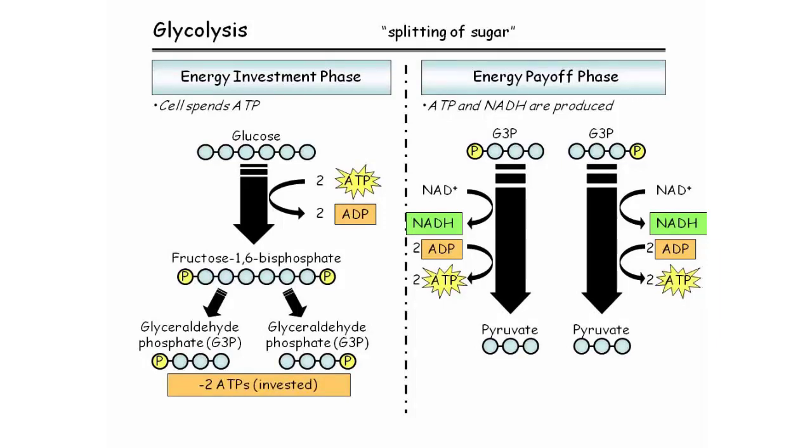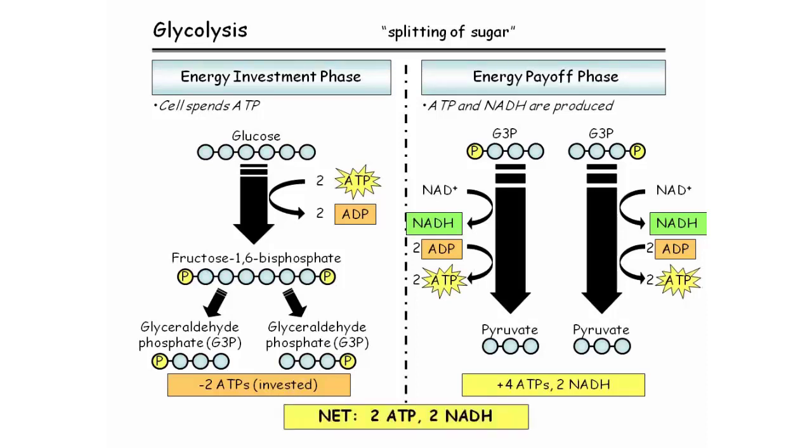Those pyruvate molecules are 3-carbon molecules. They are organic molecules, and there is still quite a lot of energy packed inside those molecules. So we will certainly be processing those further to help release that energy from them. If we look at what we made in the energy payoff phase, we do actually make 4 molecules of ATP and 2 molecules of NADH.